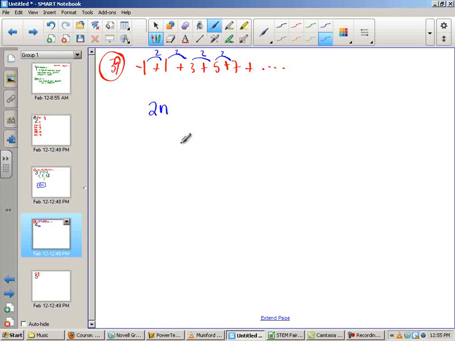So I'm going to put 2n. Whenever you see that gap being consistent, that goes with your n. And then I need to compensate, because if I put 1 in for n, I would get 2. But what do I do to that to equal the negative 1? Because this is my first term, this is my second term, third term, fourth term, fifth term. So the question is, what do I do with this 2 to get negative 1? The answer is I need to subtract 3.